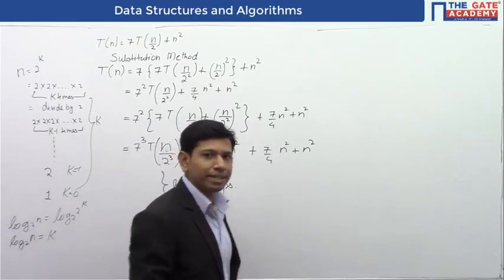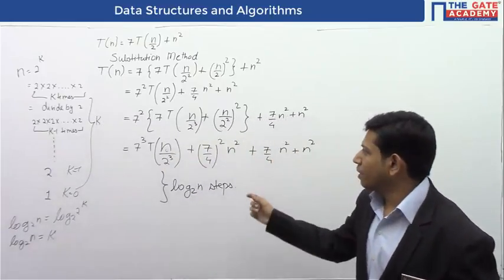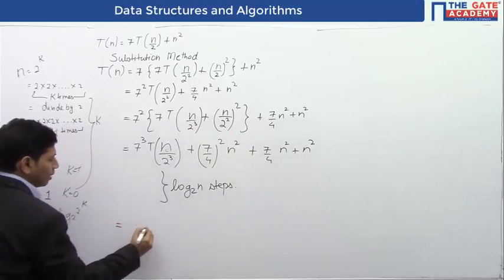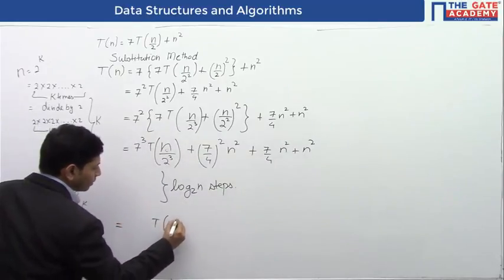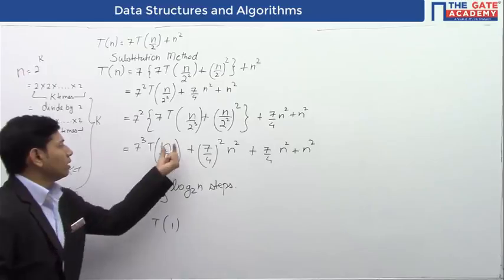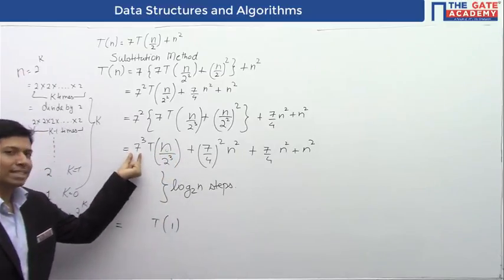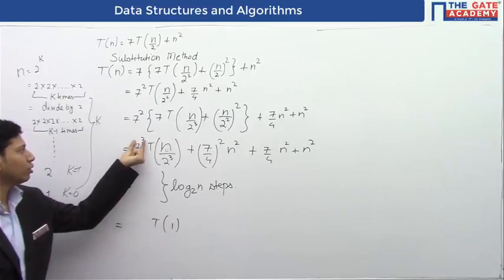So after log n base 2 steps, n will become 1. So here we will have obtained T of 1. N by 2 raised to power k becomes T of 1. And what will this expression become? This is 7 to the power 3.